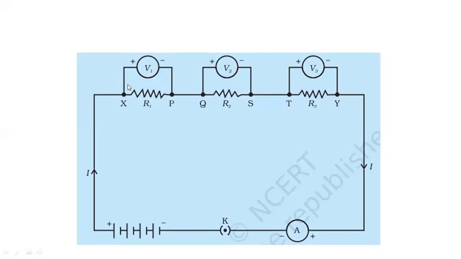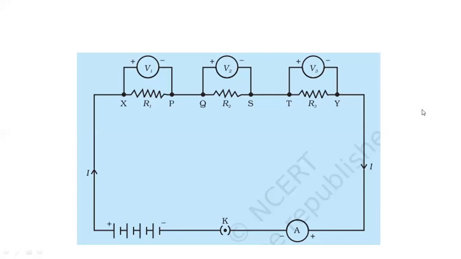So R1 will have a different potential difference, and R2 will also have a different potential difference. What is the reason? Because you are changing the points. For R1 it was X and P, for R2 it is Q and S. So both of them will have different potential difference. So give me a response in the chat box. Have you understood why R1 and R2 have different potential difference? Reason is very simple: their points are changing, so potential difference is also changing.